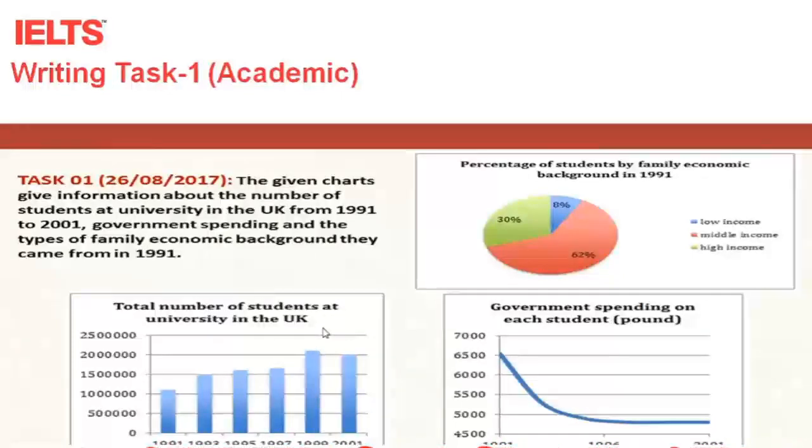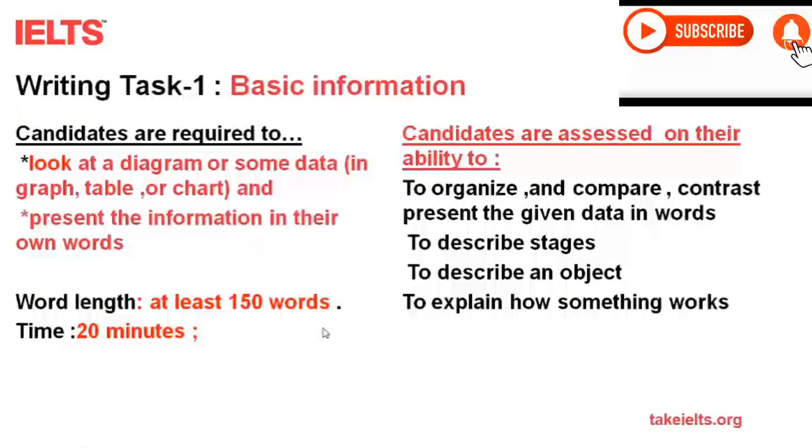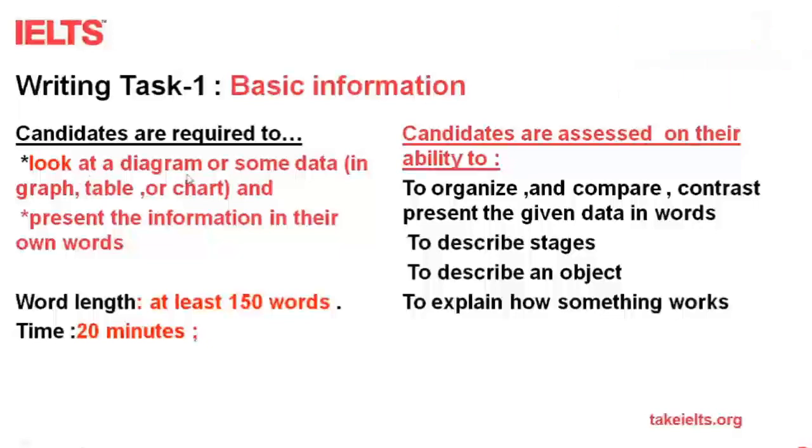So this is an example topic. Let me move on to the basic information which I've already hinted to you. Candidates, as I said, are required to, number one, look at a diagram. When I say look at it, I mean your observation. Your observation ability matters a lot here, where everybody looks at the same graph, but not everybody can get the same information. So your observation has to be very intelligent, wise, and clever.